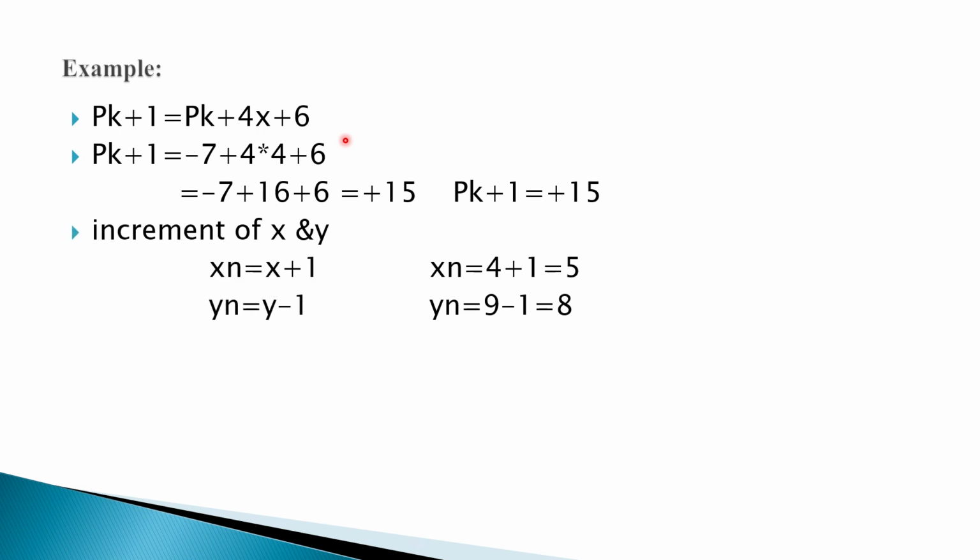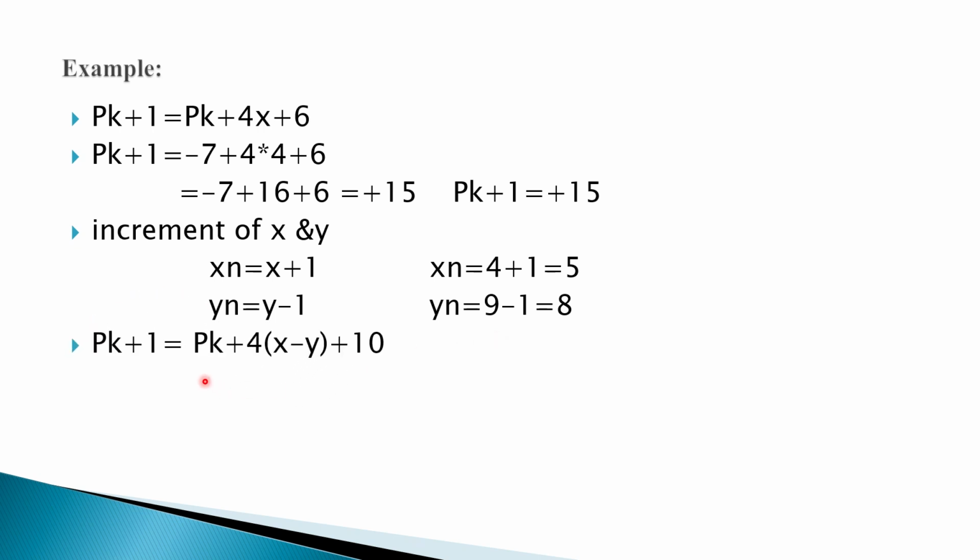So how do we have to increment the x and y value? X will be incremented by plus 1 and y is decremented by 1. Why? Because we got a positive pk value. So 4 plus 1 is 5, 9 minus 1 is 8. Okay. So now how do we have to calculate the next pk value?